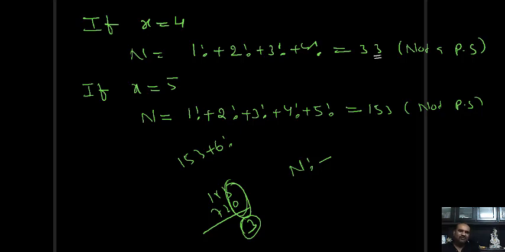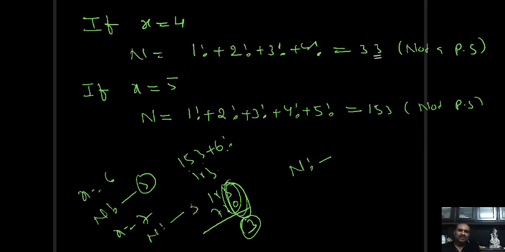Then n becomes 153 plus 6 factorial, that means 153 plus 720. What is the unit digit? 3 plus 0, 3. The unit digit is 3 only. What is the meaning of that? When x is taken as 6, the sum ends with 3, so no square number ends with 3. If x is taken as 7, again the sum will end with 3 only, because one more 0 is added: 153 plus 720 plus some number ending in 0.